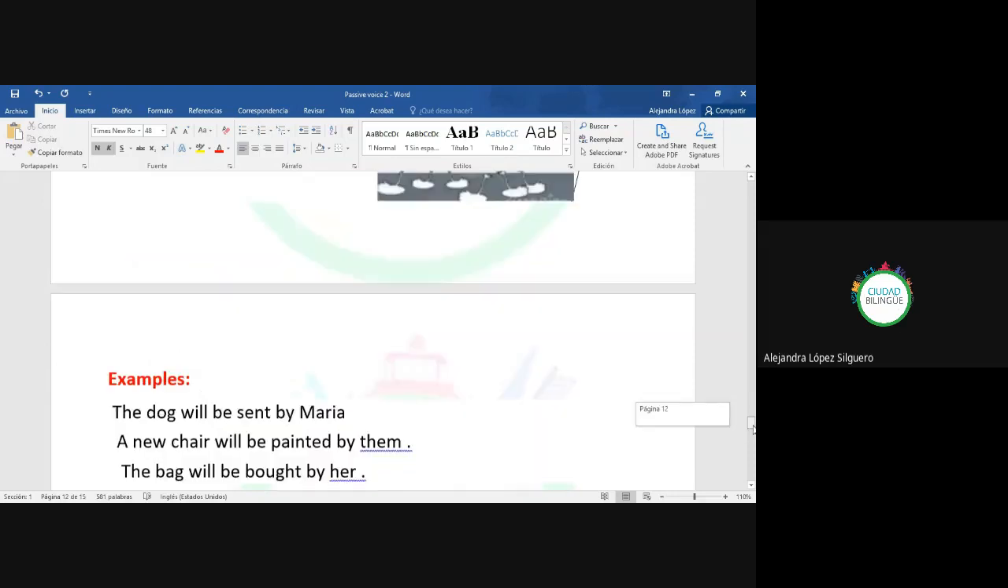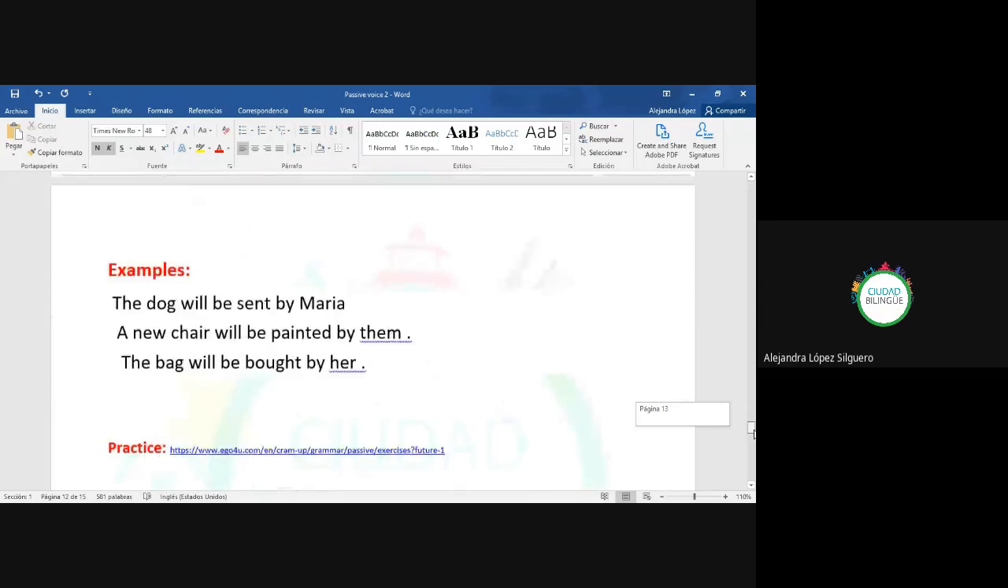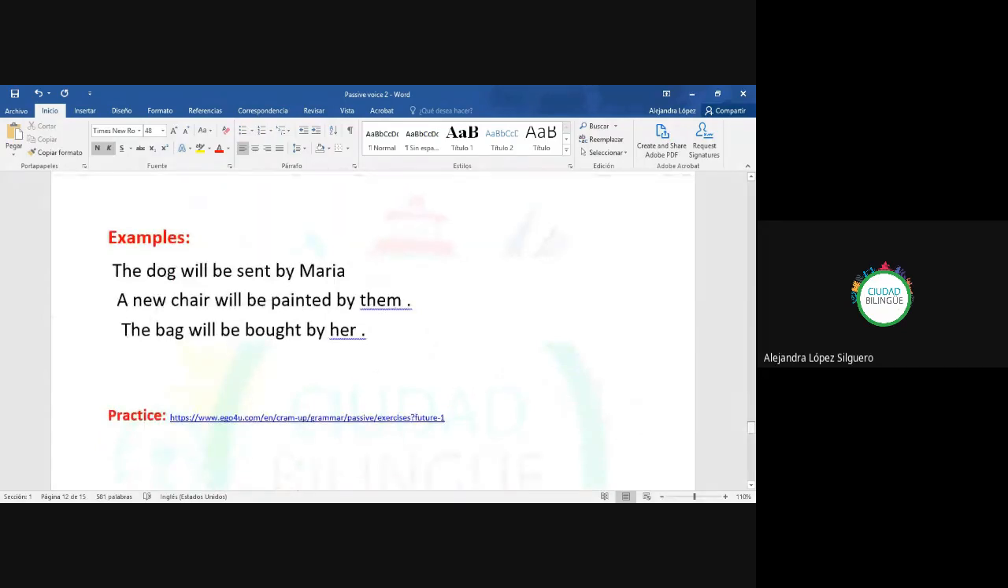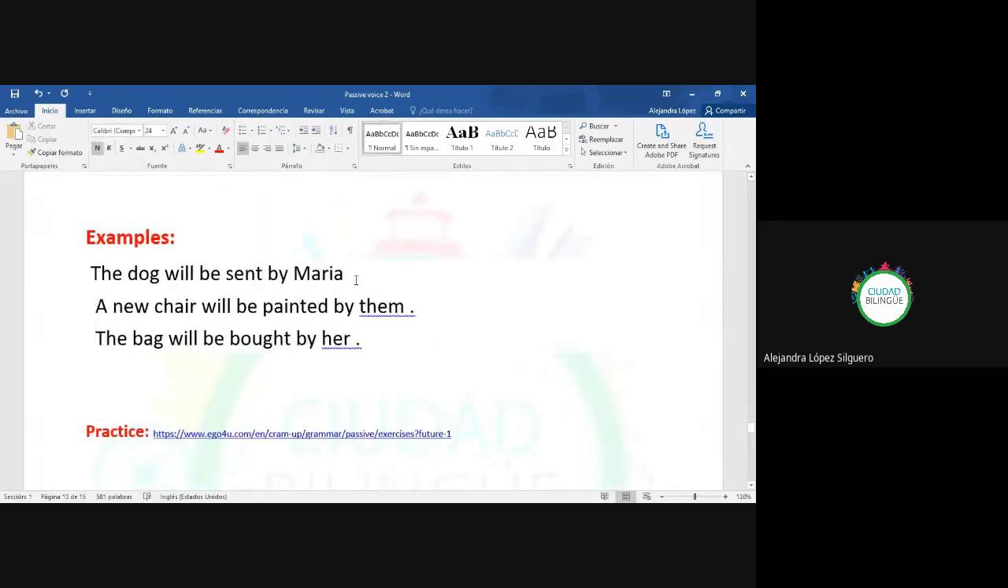Tenemos acá entonces other examples, right? The dog will be sent by Maria, for example. El perro será enviado por María. Tenemos the dog. Como pueden ver acá tenemos entonces el verbo sent, que está en participio pasado. Pero antes de eso tenemos los auxiliares will be, ¿cierto? Será. The dog will be sent by Maria.